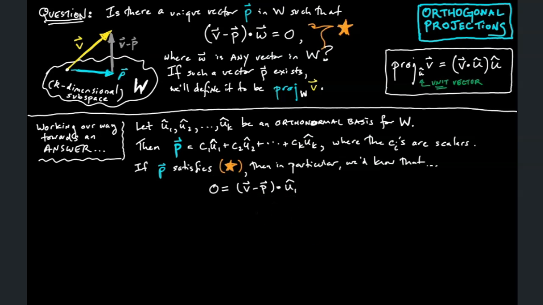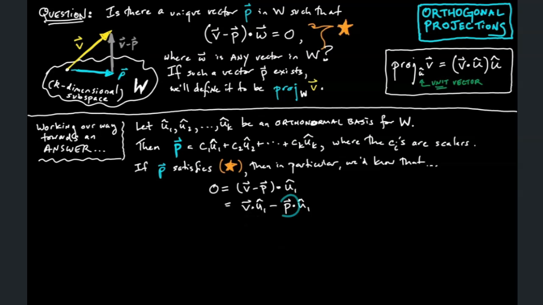Well, okay, that's true, but does it tell us anything? Well, let's do a little algebra. We proved back in chapter 1 that the dot product distributes over vector addition, or subtraction, which is just adding a negative. So that means I could rewrite this stuff as V dot U1 minus P dot U1. All right, fair enough, but does that help us?